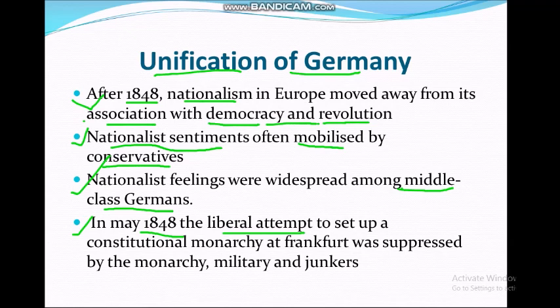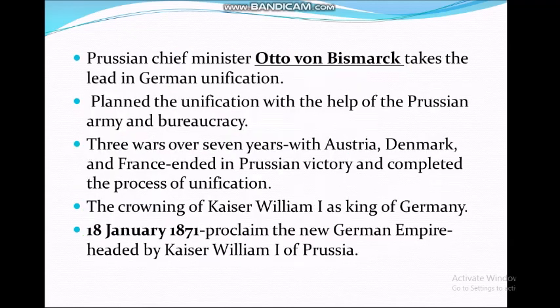Prussia took leadership to build Germany. The Prussian chief minister, whose name we already discussed, Otto von Bismarck, takes the lead in German unification. He is the important person, also called the architect. He planned the unification with the help of the Prussian army and bureaucracy to make Germany united.